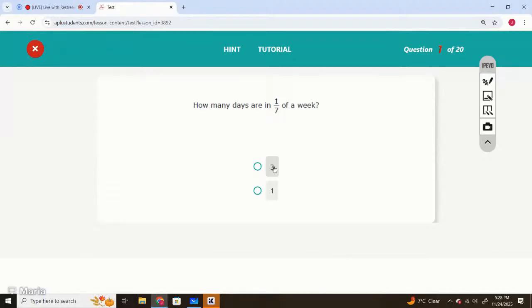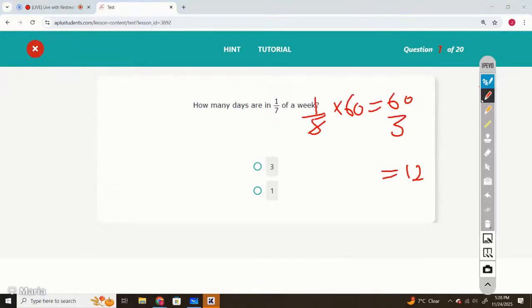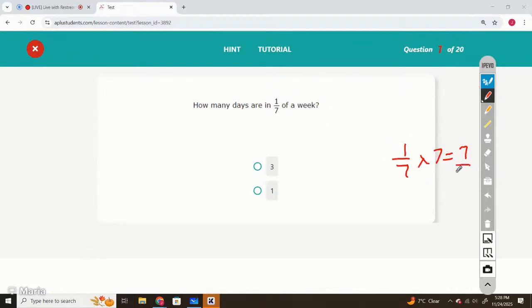1/7 of a week. So you have to do 1/7 times 7, because in a week we have 7 days. So 7 times 1 is 7. 7 over 7 is 1. So the correct option is 1. Option number 3 is the correct option. That is 1.